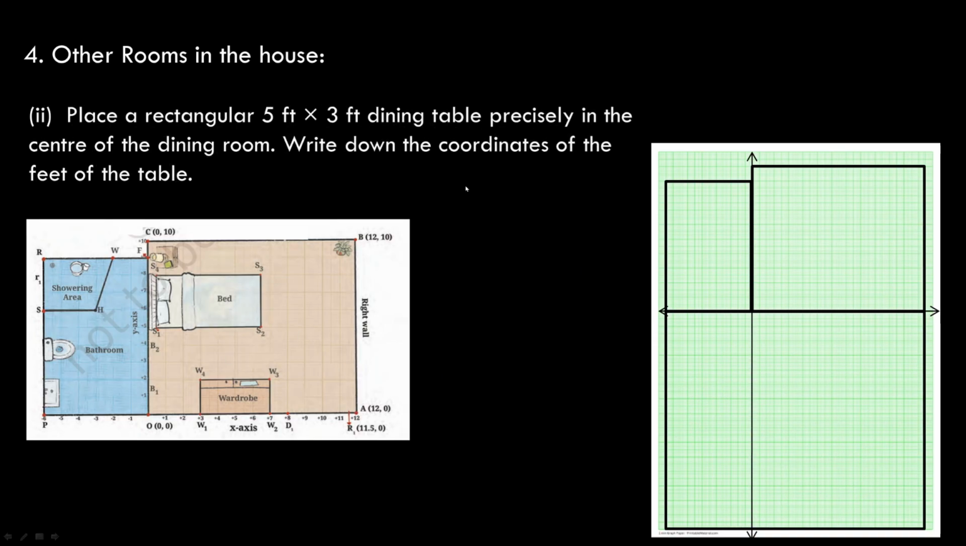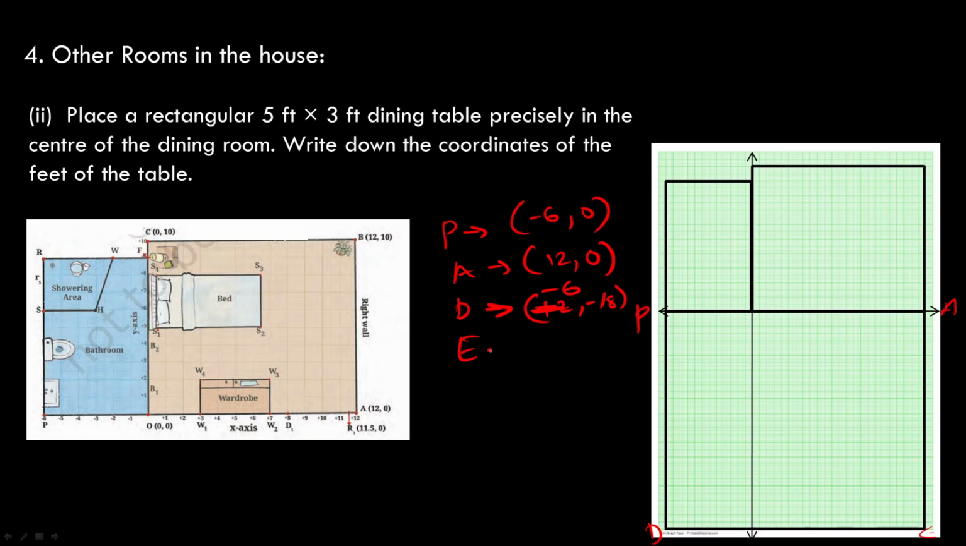So let us try to recall its coordinates. The first coordinate was minus 6, 0, and then A was 12, 0, and then this was P, A, D, E. And then D was minus 6, minus 18, and E is 12, minus 18. So you can see now.